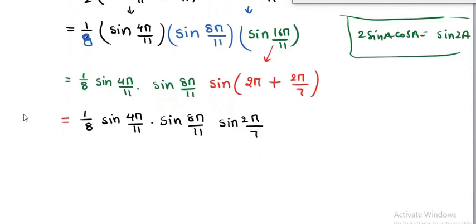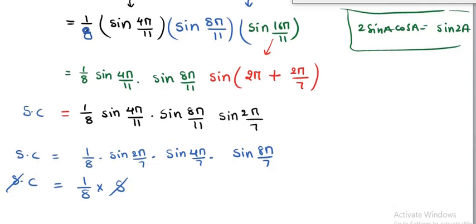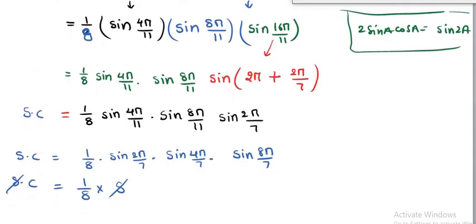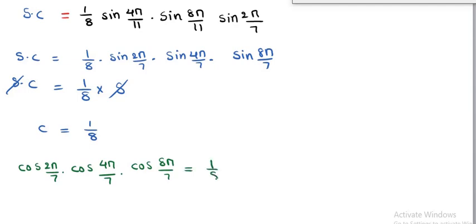S into C is equal to this value. So 1 by 8, writing in order: sine 2 pi by 11, sine 4 pi by 11, sine 8 pi by 11. S into C is equal to 1 by 8 into S, so S is removed. Final answer: C is equal to 1 by 8. What is the C value? cos 2 pi by 11, cos 4 pi by 11, cos 8 pi by 11 is equal to 1 by 8. Okay, right.